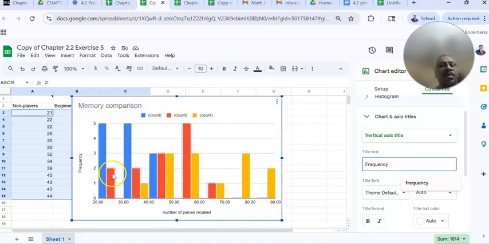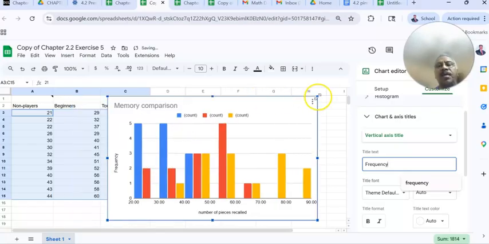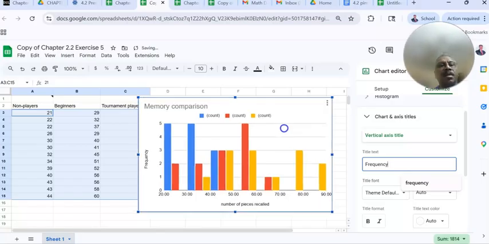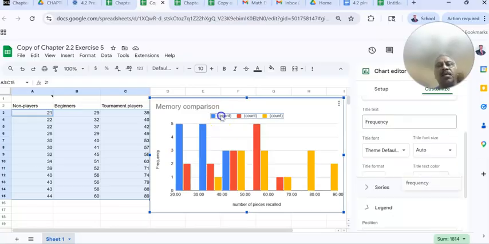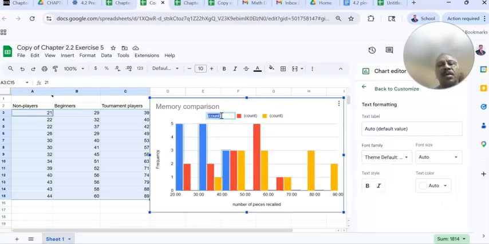These are two beginners, and here there are no tournament players. So what that basically means is, you see, there's nothing here. So each class interval shows all the three, and we can compare this. Now we also need to write down what these counts are. So this means non-player.